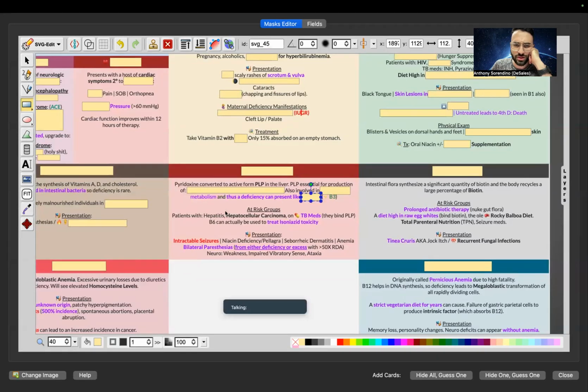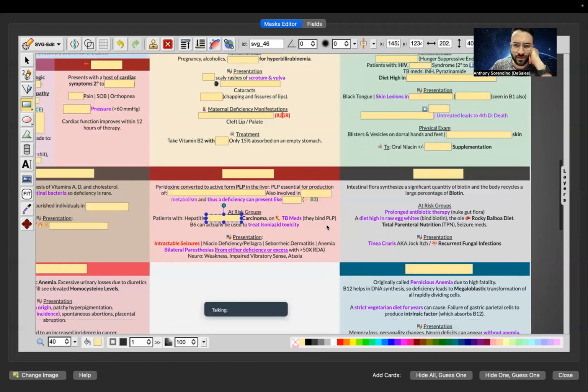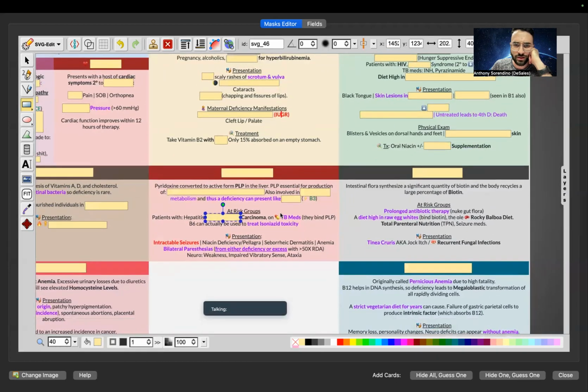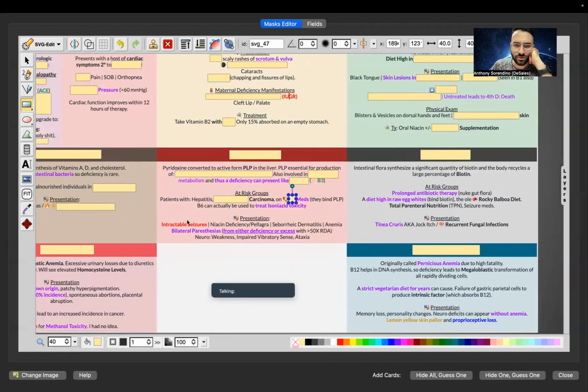Yeah, hepatocellular carcinoma, that seemed to be interesting. And on TB meds, intractable seizures for, again, 1, 2, 3, skip 4. So for B6, these bilateral paresthesias from either deficiency or excess.